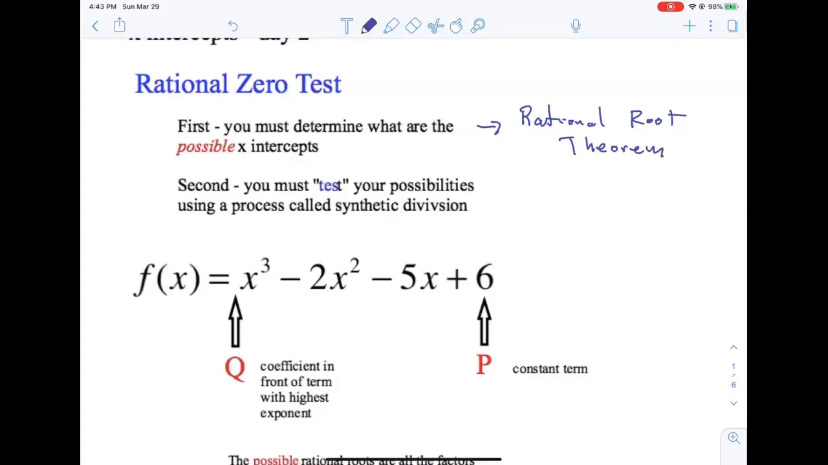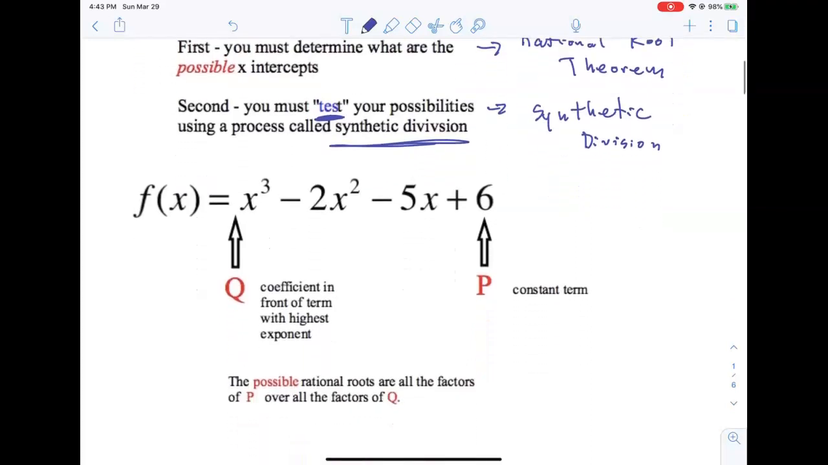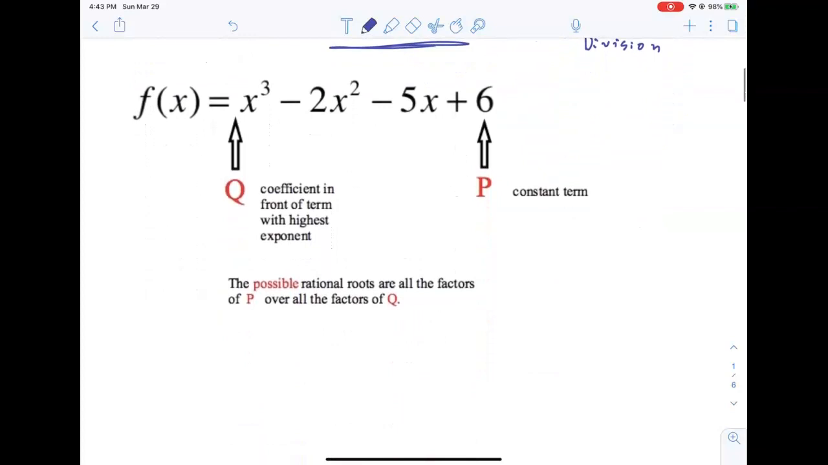And then, after you figure out what the possible answers are, you have to test them out. You test them out by a process called synthetic division. Use synthetic division to see what your answers are. So these two important things I'm going to be teaching you here in this video. Okay, so let's go ahead and take a look at this polynomial that we have right here. We'll try to find its x-intercepts.